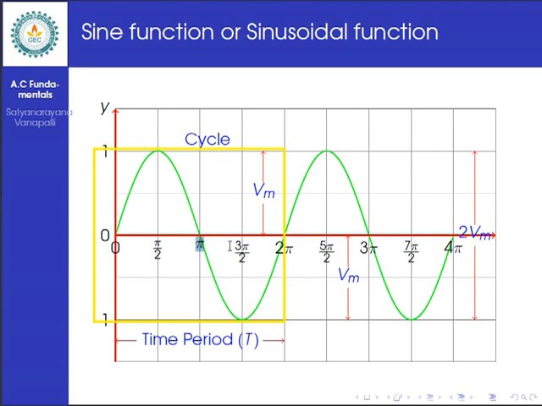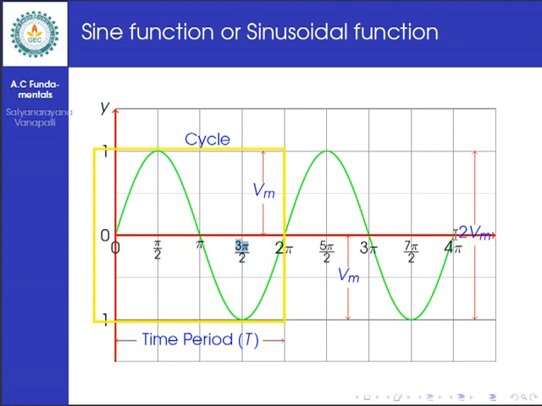Like that, if the theta value is varied in steps of every 90 degrees, I plotted the values of the sine function. Sine 3 pi by 2 or sine 270 degrees is equal to minus 1. Sine 2 pi is equal to 0. Sine 5 pi by 2 is equal to plus 1. Sine 3 pi is equal to 0. Sine 7 pi by 2 is equal to minus 1. Sine 4 pi is equal to 0. So the sine values will vary as the value of theta is varying.